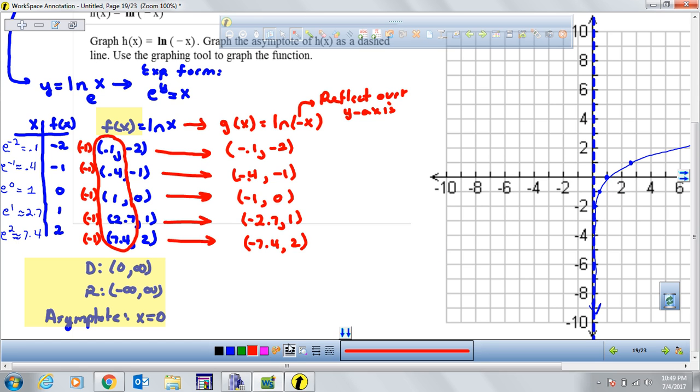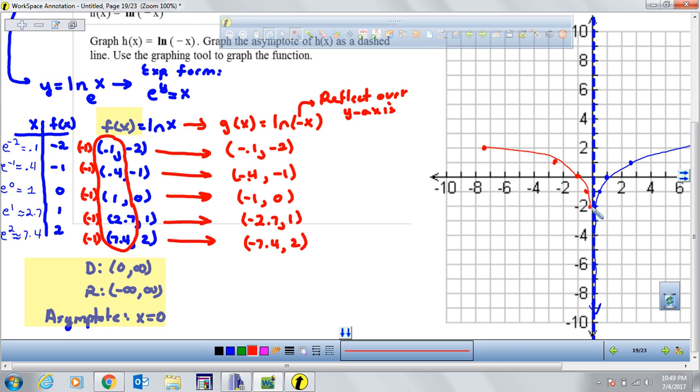So let's go ahead and sketch it. Negative 0.1, negative 2. It is almost on the y-axis right here. Negative 0.4 comma negative 1. It is somewhere over here. Negative 1, 0. It is here. Negative 2.7 and 1. It is somewhere over here. And negative 7.4 and positive 2. It is somewhere over here. So this is what the graph of g of x is going to look like.